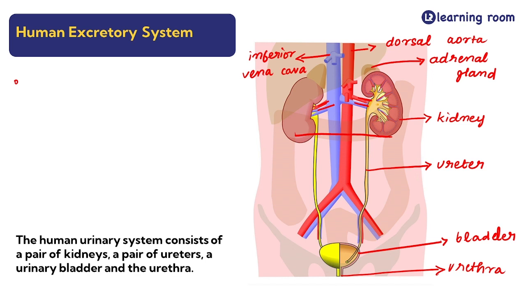from the kidneys, the urine moves into the ureter. The ureter is a narrow tube that connects the kidney to the urinary bladder. Urine from each kidney passes through the ureter and is taken to the urinary bladder.